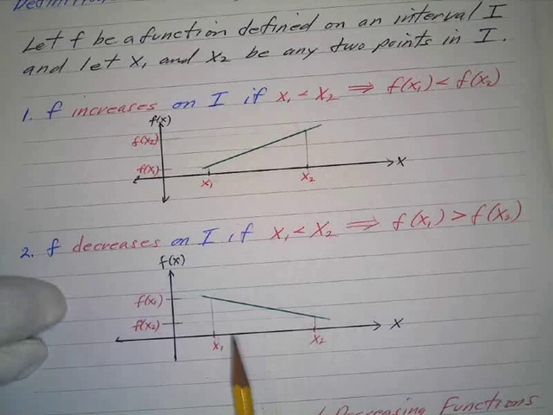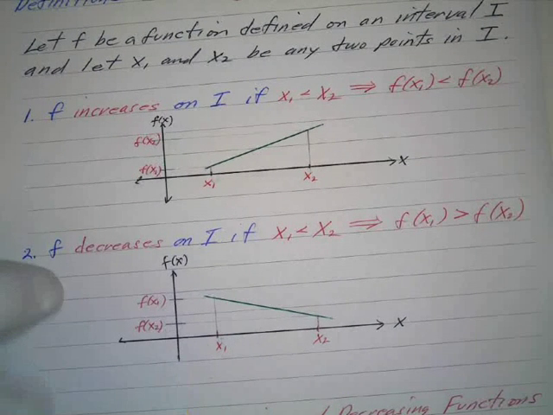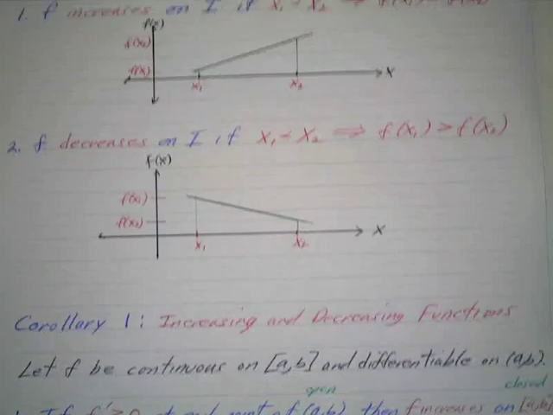Okay, so that means if x sub 2 is any point to the right of x sub 1, its vertical position will be lower. Okay? All right, and then one other little corollary, and this is a tricky one.